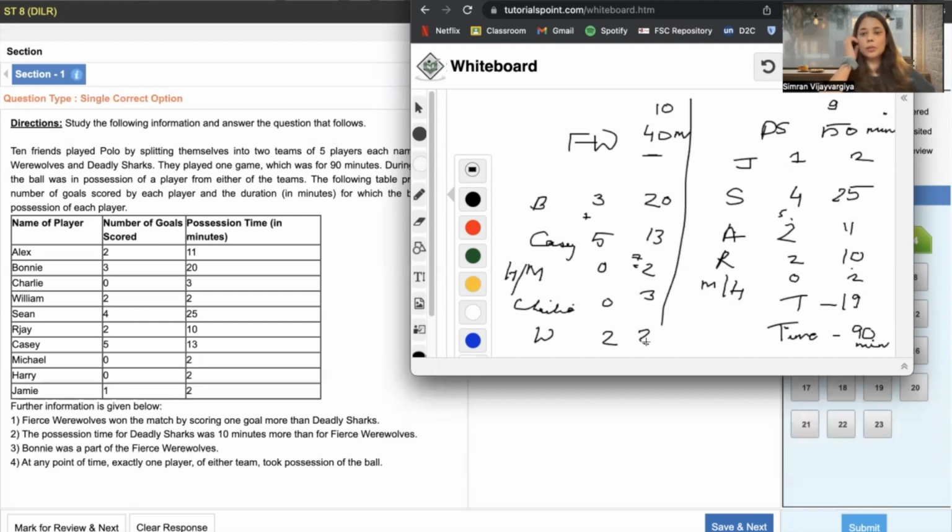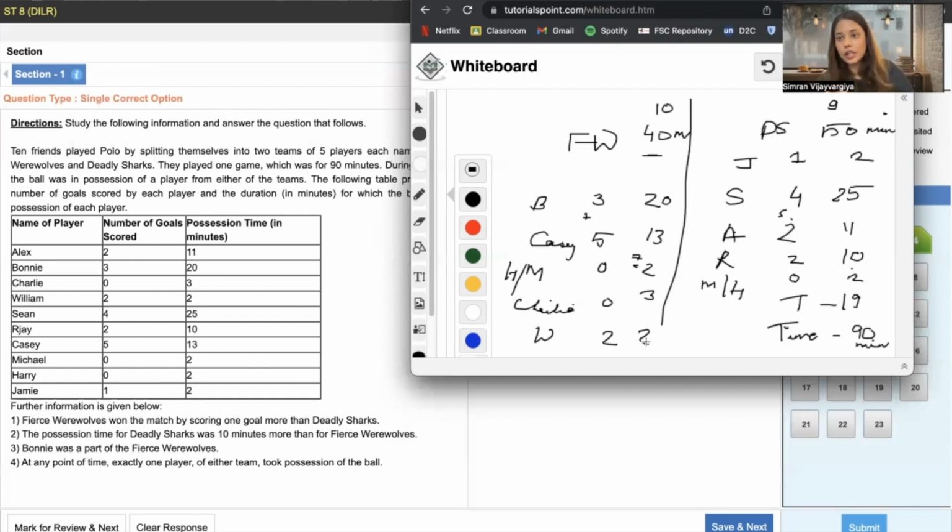I have the team composition. Let's see. Alex is here in Deadly Sharks. Bonnie is in Fierce Werewolf. Charlie is in Fierce Werewolf. William is in Fierce Werewolf. Sean is in Deadly Sharks. RJ is in Deadly Sharks. Casey is, okay, Fierce Werewolf. Cool. We have divided all of them.